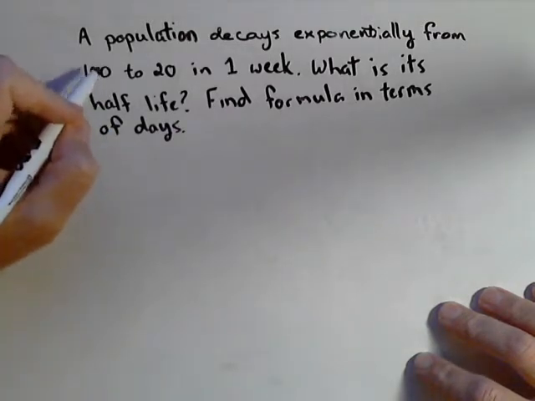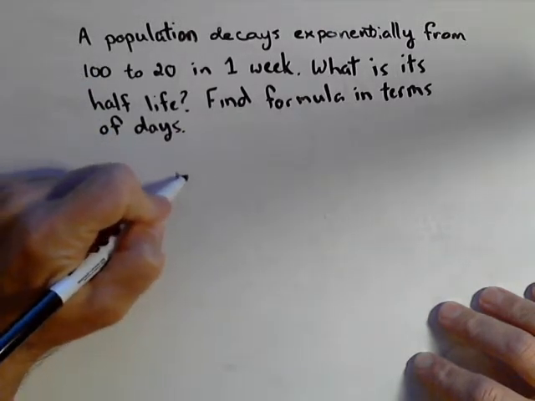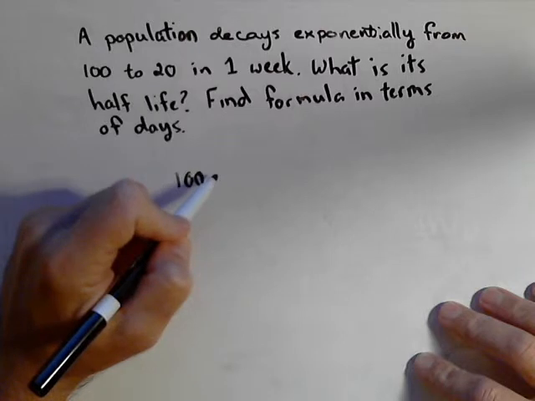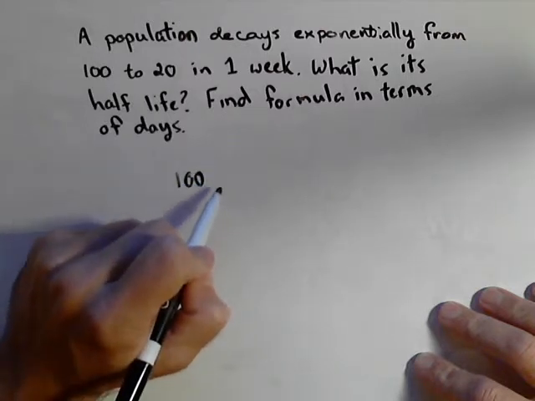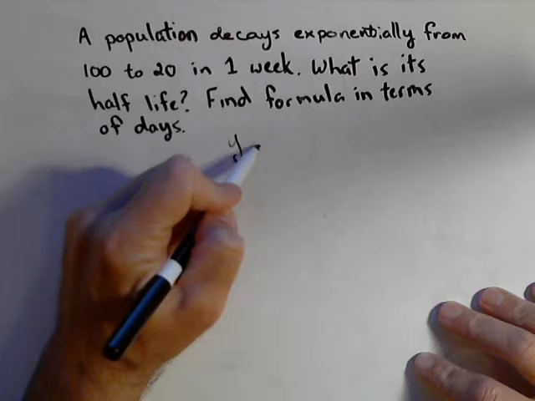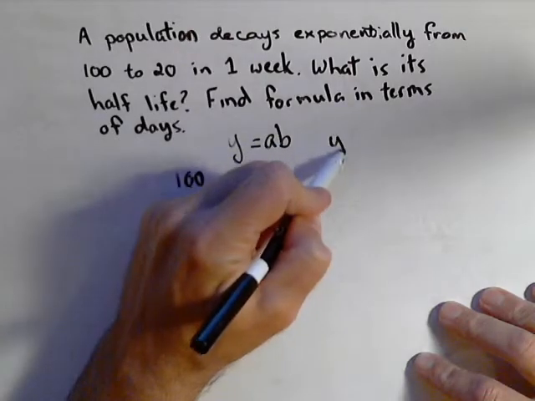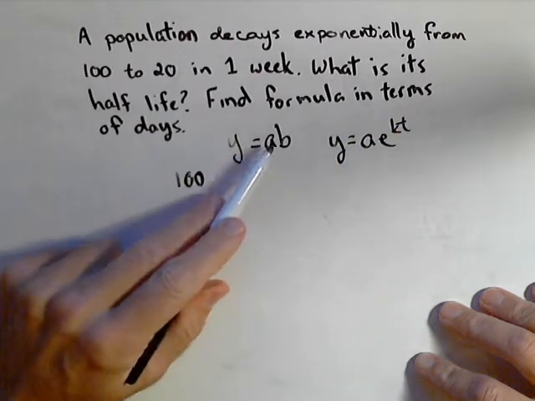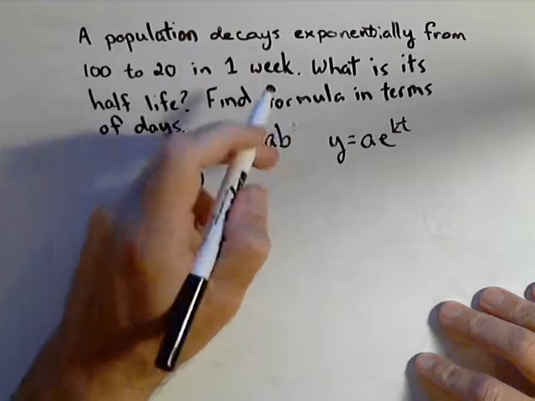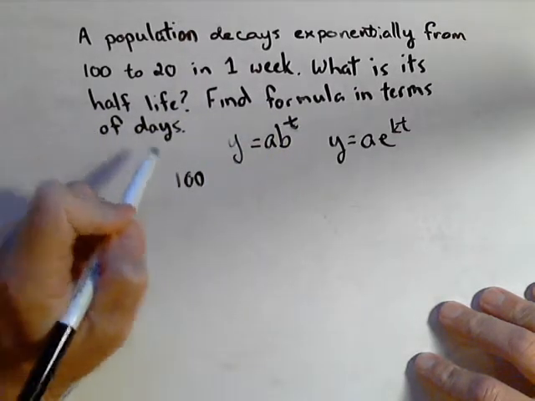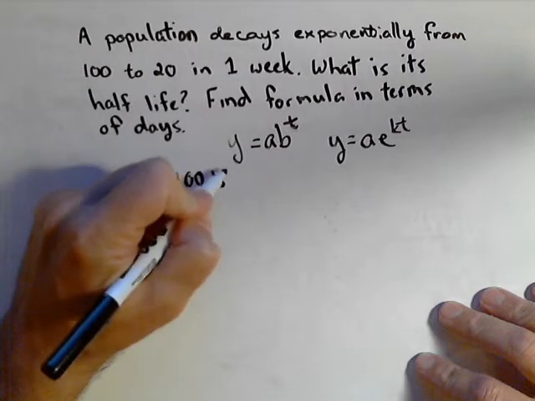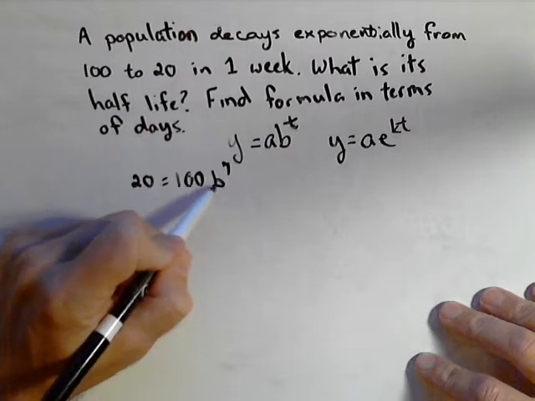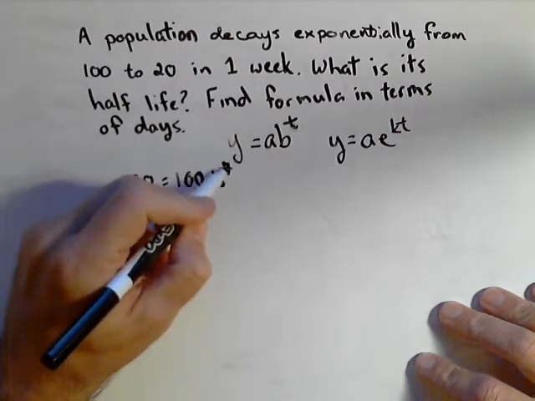One way is I can think of 100 as my initial, and I know that there is going to be some rate of decay, and it actually doesn't matter which model you use, AB to the T or AE to the KT. For this problem, I'm going to go ahead and use AB to the T. I said it and forgot to write it. And so I've got 100B to the number of days, 7, equals 20. This is going to find my rate of decay in 7 days.